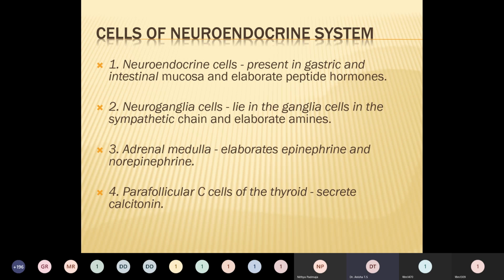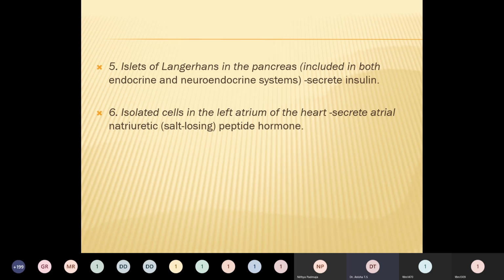Okay, so neuroganglia cells lie in the ganglia in the sympathetic chain, and these elaborate amines. In the adrenal medulla, they elaborate epinephrine and norepinephrine. Some of the cells in the thyroid, called the parafollicular C cells, are of the neuroendocrine system, and they secrete calcitonin. Then some of the cells in the islets of Langerhans belong to both the endocrine and the neuroendocrine system. That is the secretion of insulin.